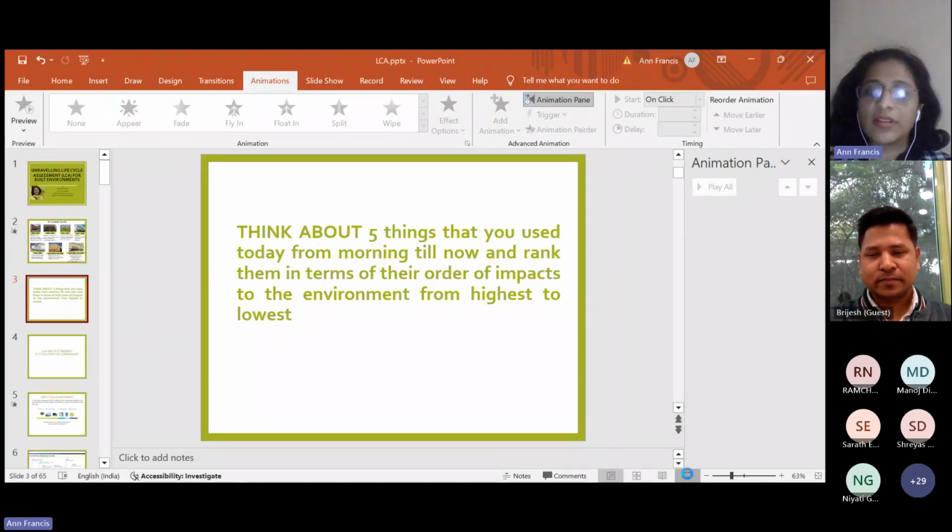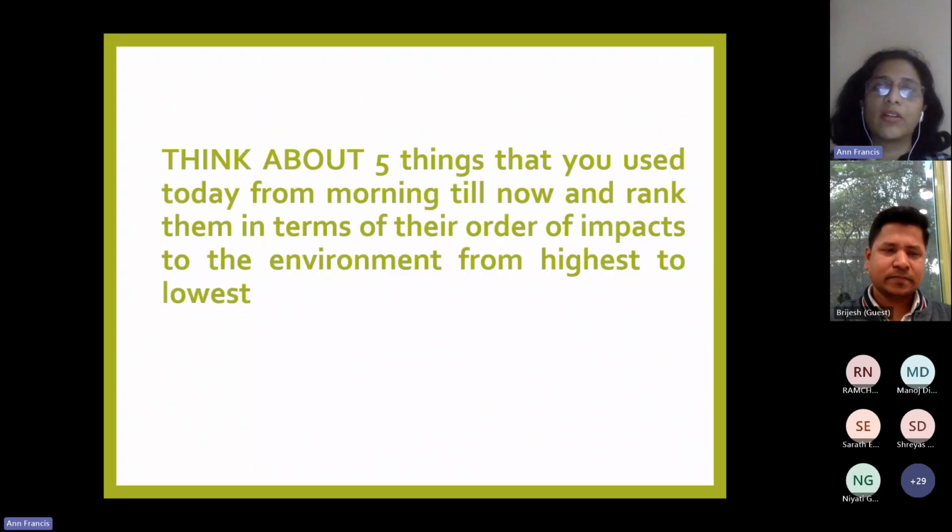So if you think about it, why would you rank the car as the most impactful thing in terms of impact to the environment? Mostly we think it's the transport because of the whole fuss about pollution and carbon emissions, or the greenhouse gas emissions that we talk about. This is a common perception that environmental impact means only emissions, only the impact because of greenhouse gas emissions.